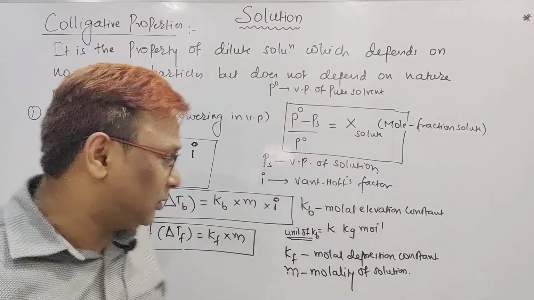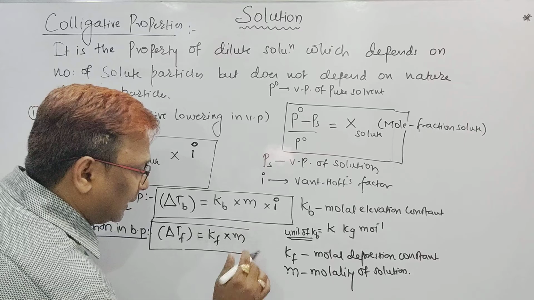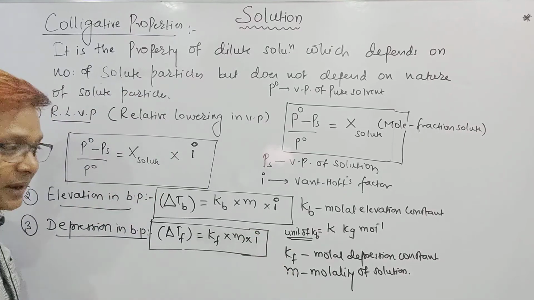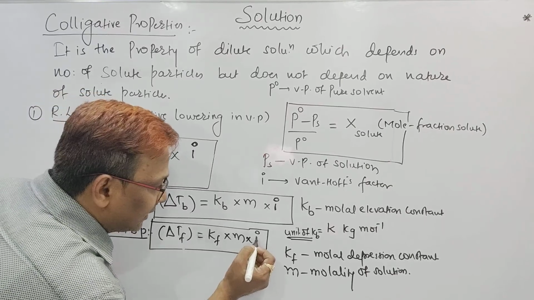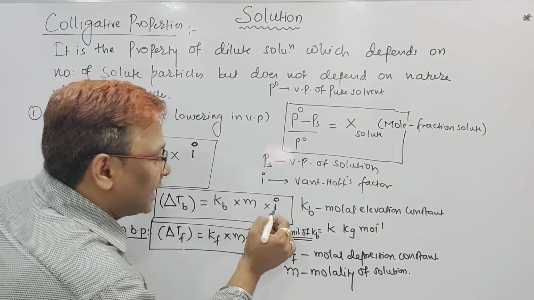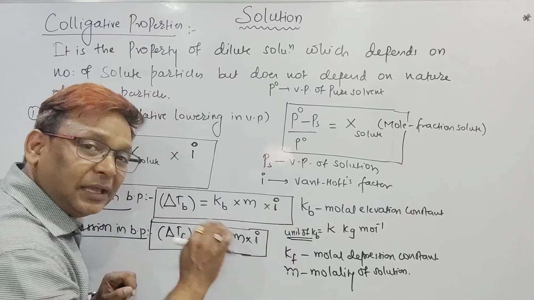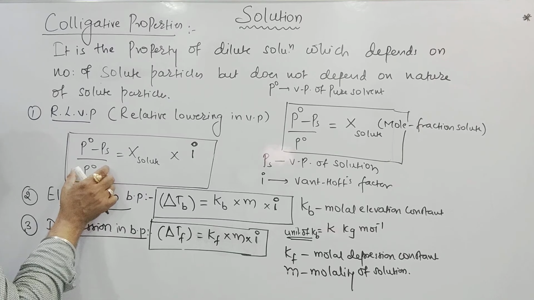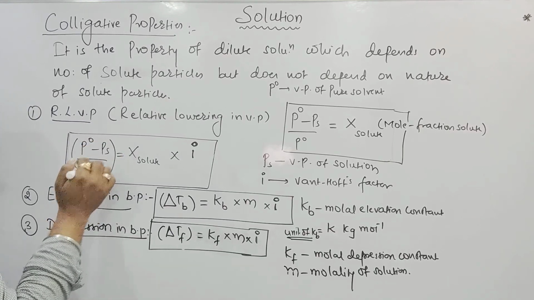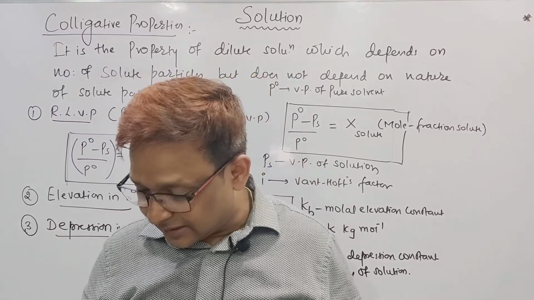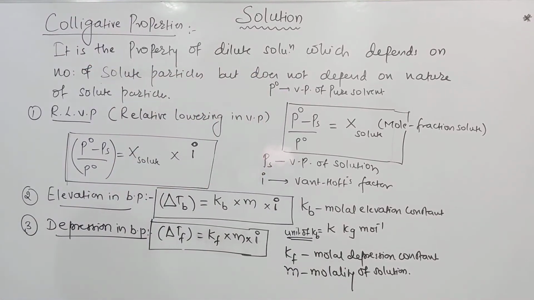Means in this case, what to say, beta? If I am multiplying with i, what is that? As the i value increases, delta TF decreases. As the i value increases, delta TB increases. As the i value increases, RLVP also increases. Right? Check it, beta. Once again, see on the board what was written.